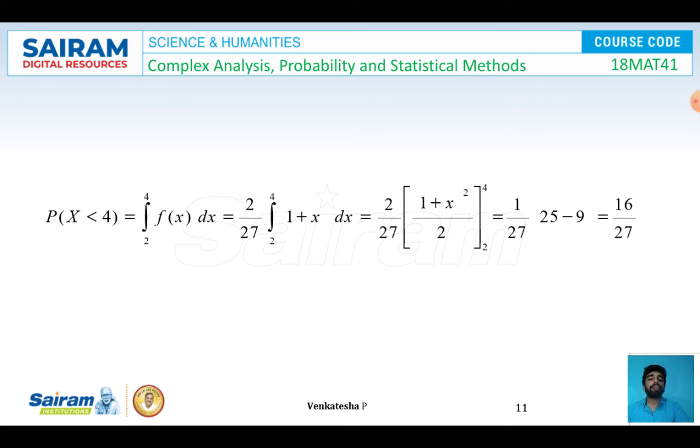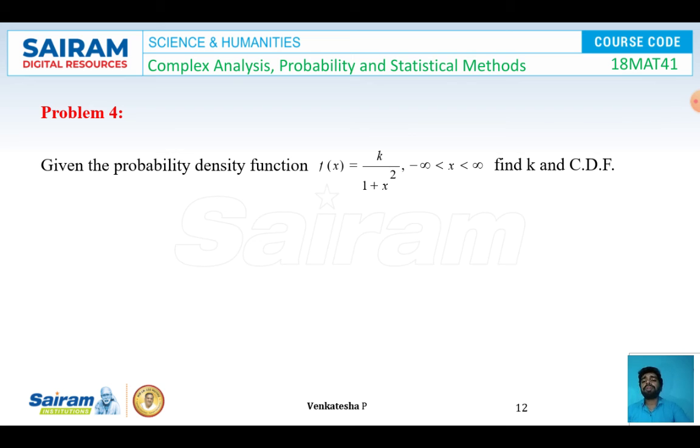So it will be equal to 1/27 times, as the 2 gets cancelled here. For the upper limit it will be 25, and for the lower limit it will become minus 9. So I got 1/27 times (25 - 9). So I got the value of P(X < 4) as 16/27.